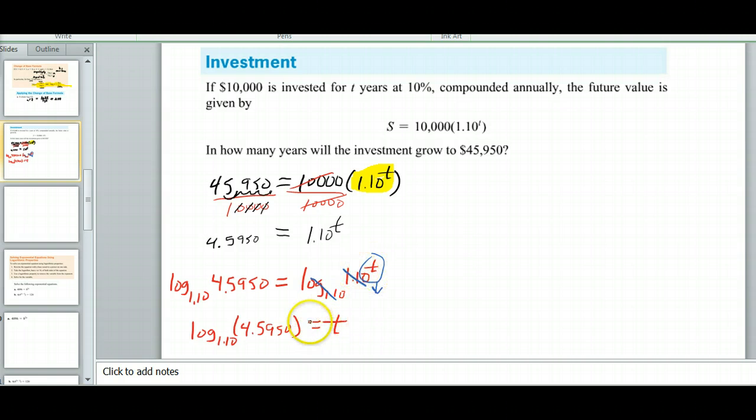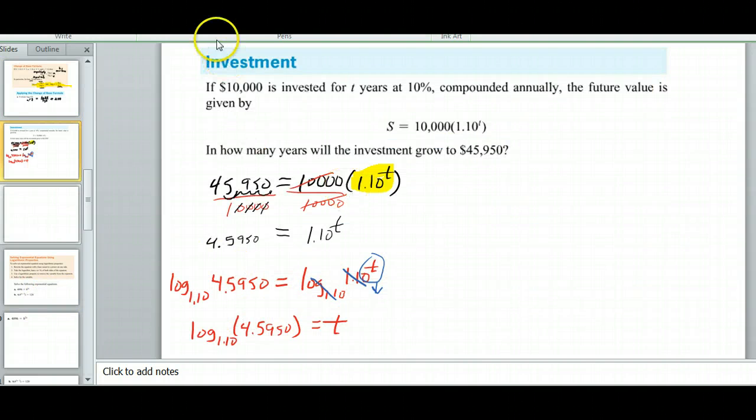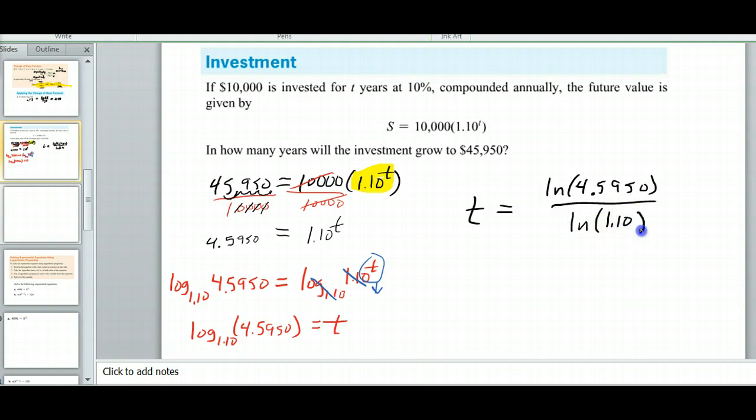Okay, we're solving for t, right? So there it is. Now, that's ugly. That's horrible. How can I come up with that? Well, let's change a base. If you have the log base anything of some input, then we can change it to the log of the original input divided by the log of the original base. So according to the change of base, t is equal to the natural log of the original input, 4.5950, over the natural log of the original base, 1.10.